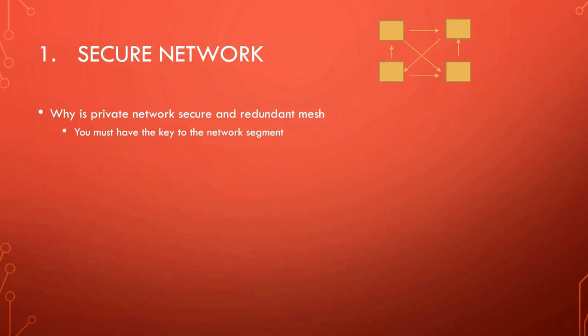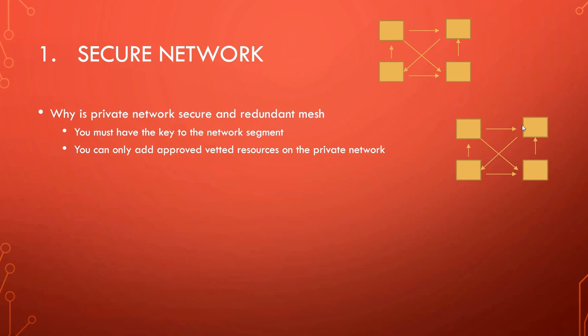To participate in the network, you must have a key to the network segment you seek to be part of. That network key is a long encrypted string that goes into the application. You don't actually have to worry about username and password and all that kind of stuff, because the encrypted key takes care of all the communication for you. And you can't get the key unless you're part of the network. You can only add approved and vetted resources on the private network. You can have another private network over here, and these 2 networks can be totally separate, or they can talk to each other.